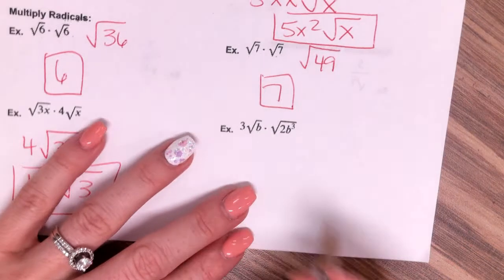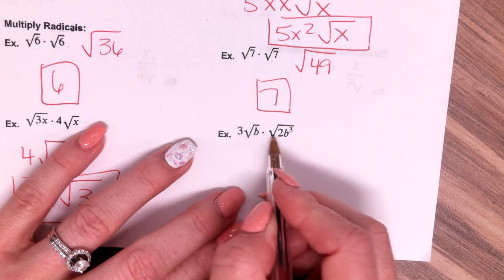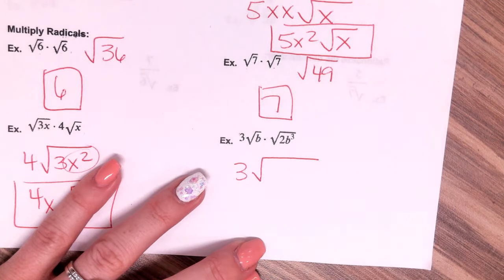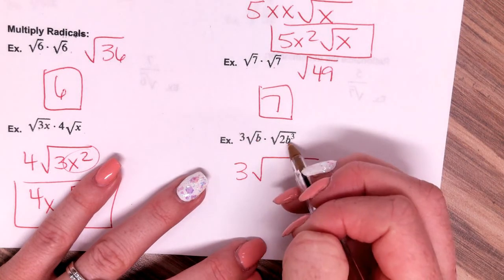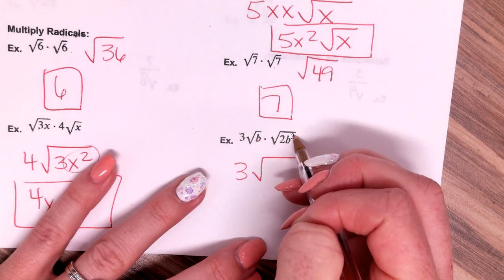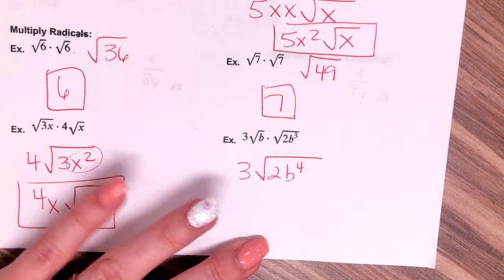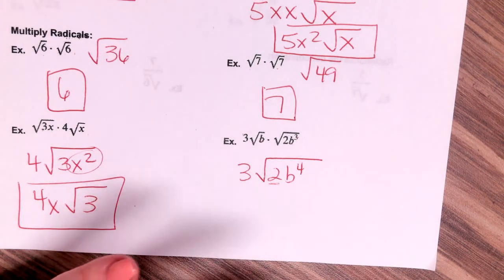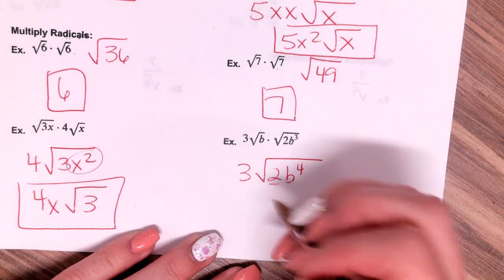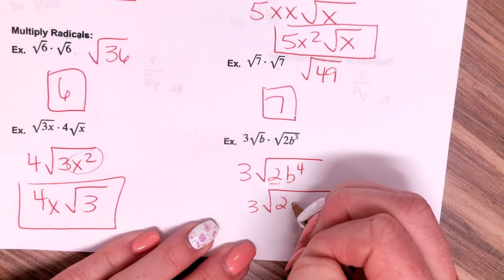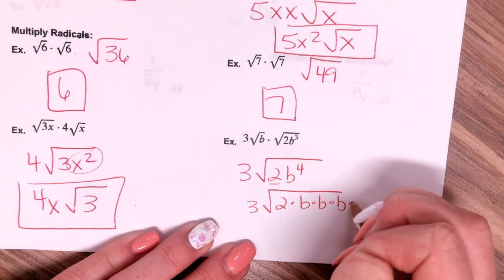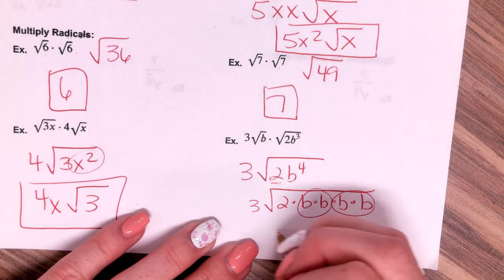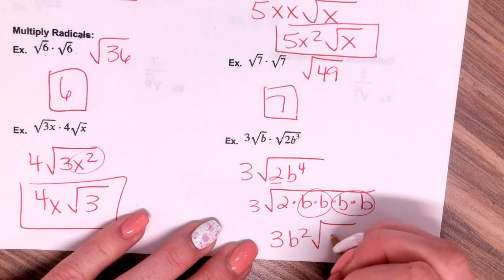All right. Can 3 be multiplied by anything over here? No, because it's outside. You can only multiply it by what's outside. So 3 times the square root of, what's b times b to the third? So I have 2b to the fourth. Is the 2 in its simplest form? Yes, so I leave it alone. But I have 4 of these, so I really have 3 times 2 times b times b times b times b. So these can come out. 3b squared times the square root of 2.